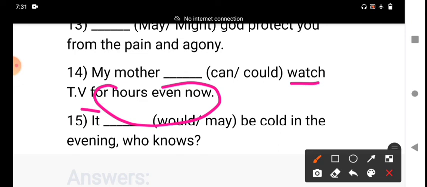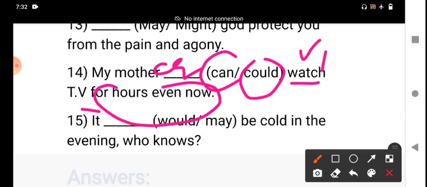Even though, my mother can or could, which is the right answer? Can is present tense. Could indicates the past tense. It is at the time of speaking, it is happening, not a past action. My mother can watch. Watch is the main verb. A modal verb always goes with the main verb. It does not function as a single verb. My mother can watch TV for hours even now.